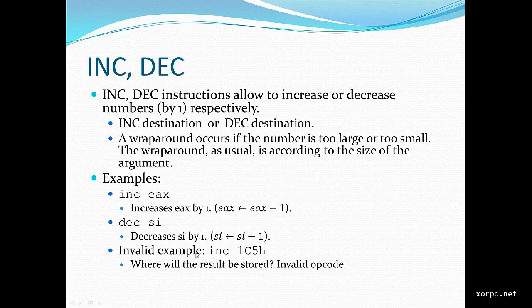Some invalid example. We might try to increase a number, inc 1C5H. This is not going to work because 1C5H is just a literal, a constant. It is not a place. It cannot store any value, thus we cannot increase it. We can actually think about it and we can't answer the question, where will the result be stored? This is an invalid opcode. That means that we cannot decode any opcode to have this meaning. There is no such opcode.